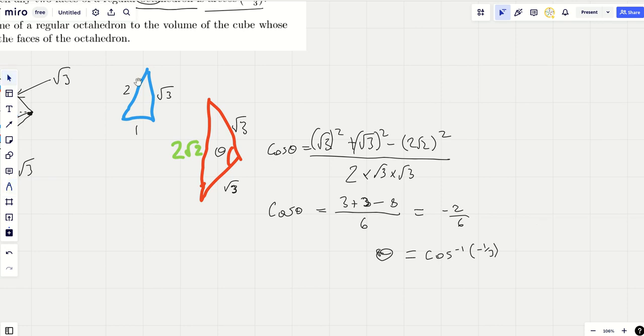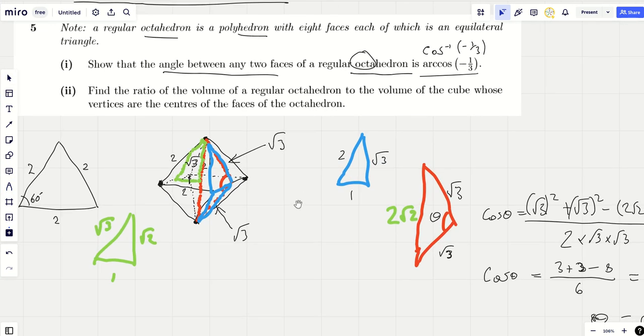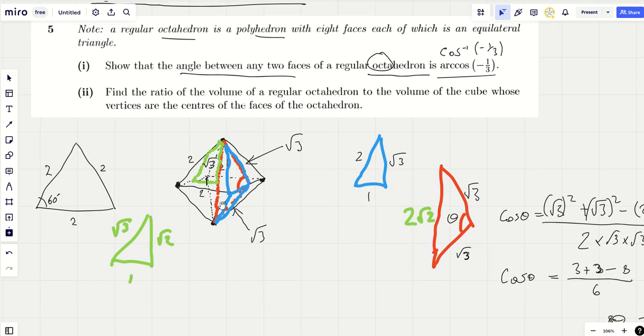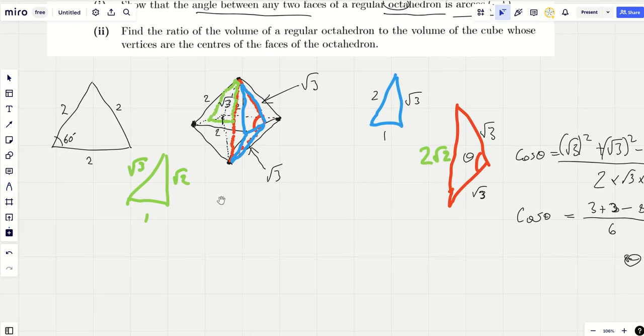So things are going well so far, but let's not get overconfident, because the worst part of this question is definitely the second bit, where now let's see how well this goes.